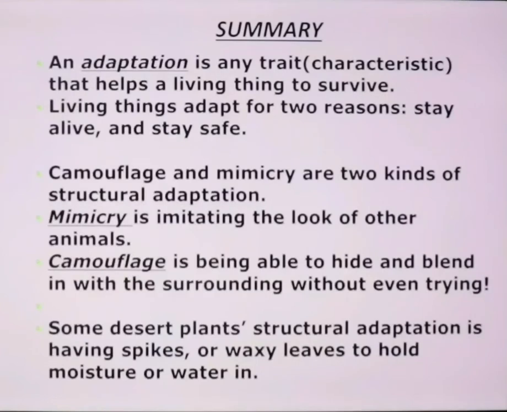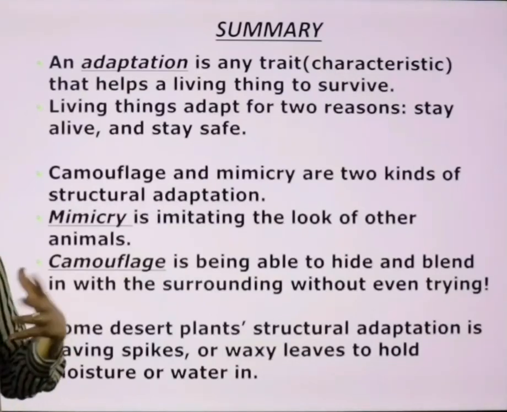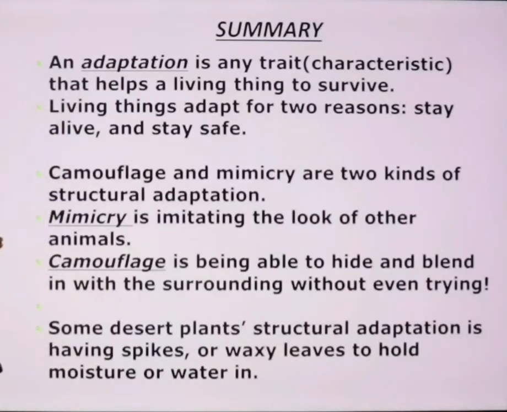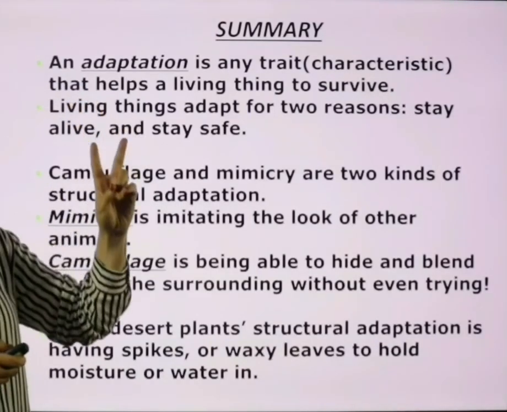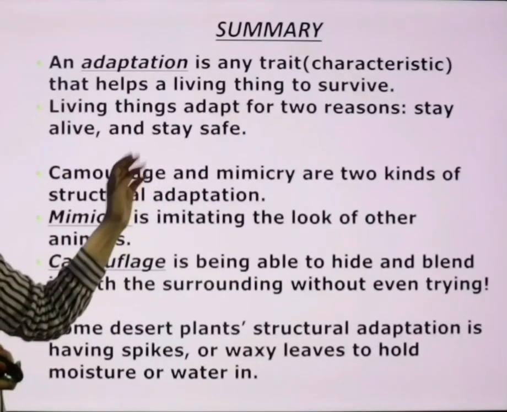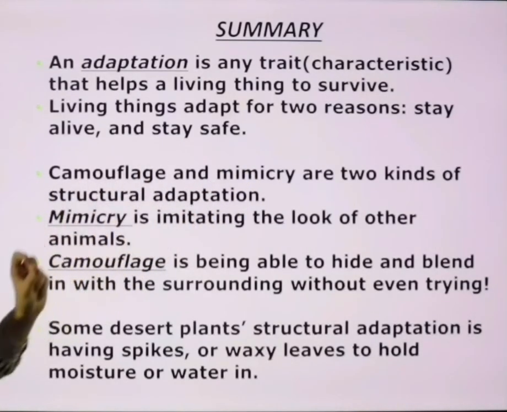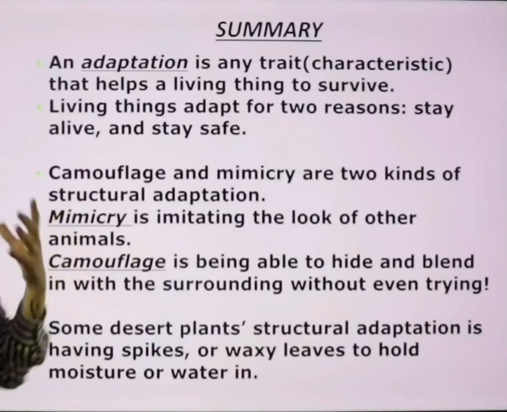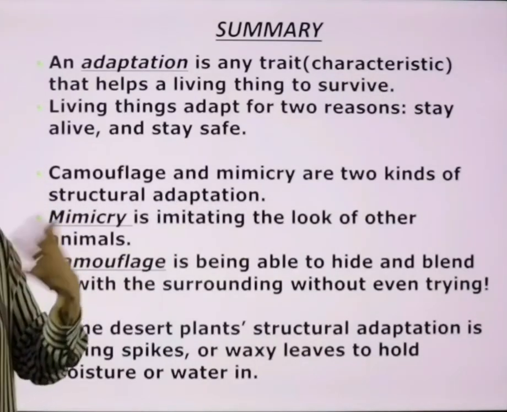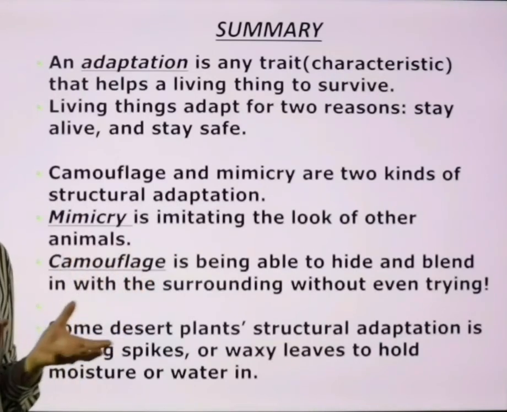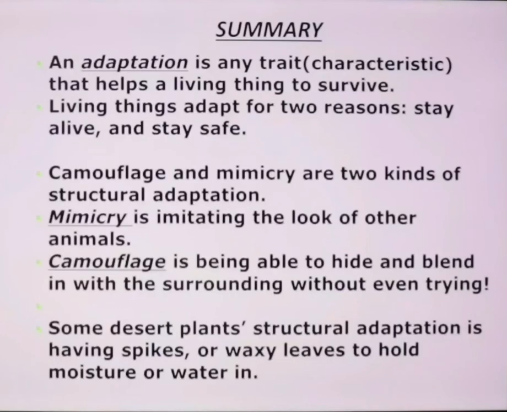Summary. An adaptation is any trait or characteristic that helps a living thing to survive. So living things, in order to survive, have adaptations. Living things adapt for two reasons: staying alive and staying safe. Camouflage and mimicry are two kinds of structural adaptation. When we say structure, we're talking about the body. The body itself of this living thing helps these animals or living things adapt, defend themselves, or stay alive. Mimicry is imitating the look of other animals, just like the viceroy and monarch butterfly.